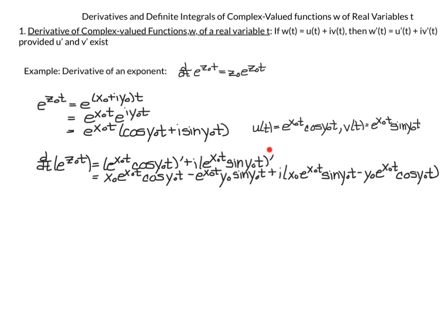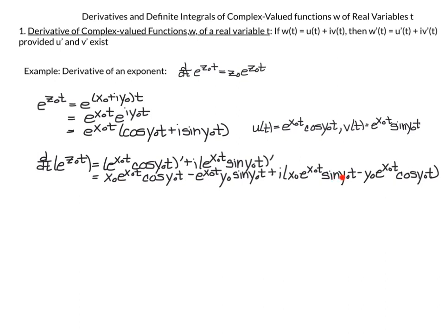Now I take the derivative of this, again using the product rule. And so I have the derivative of e to the x naught t, which is x naught e to the x naught t, times sine y naught t, minus, and now I have e to the x naught t times the derivative of sine y naught t. So I get my minus, and I'll have my y naught and my cosine y naught t.